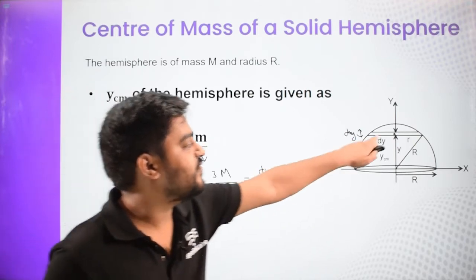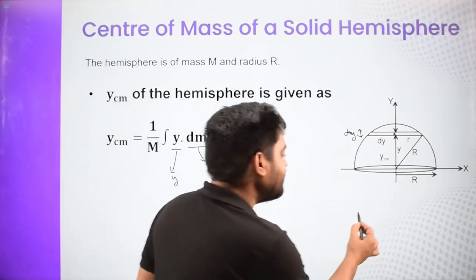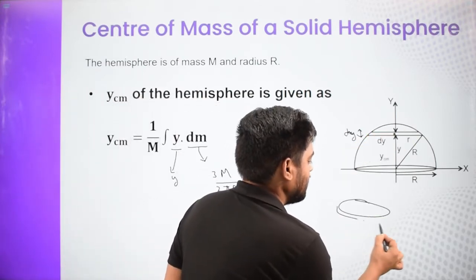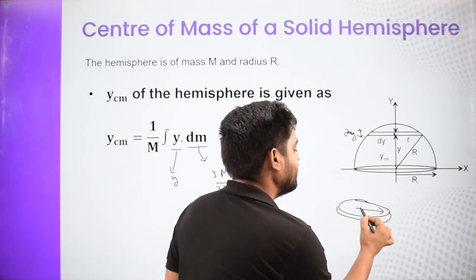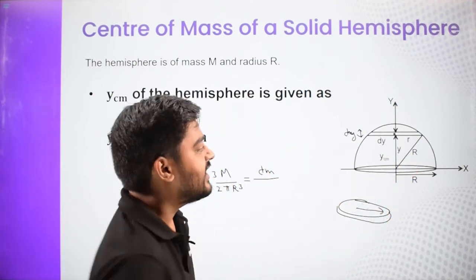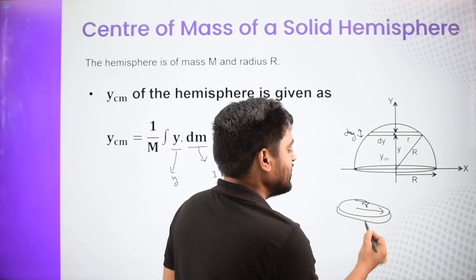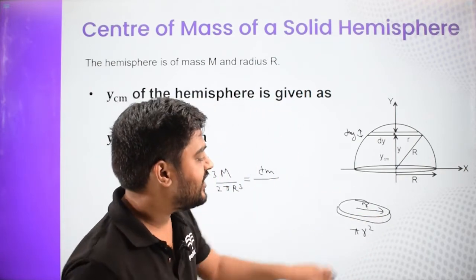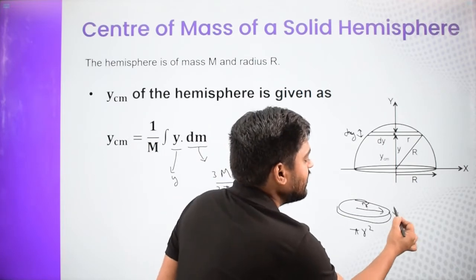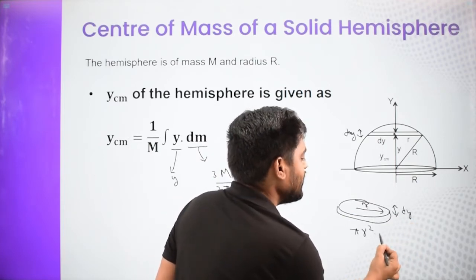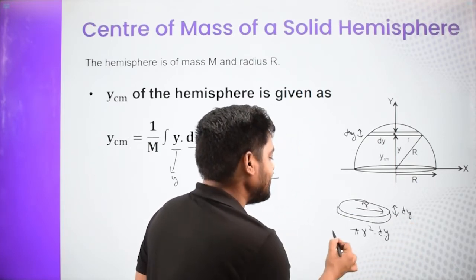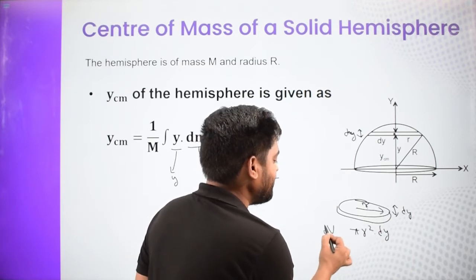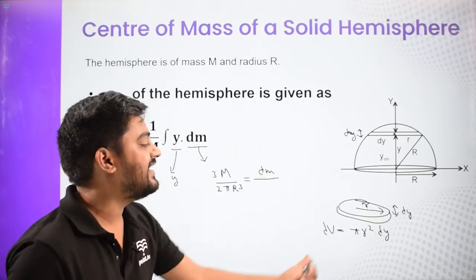So how do you find the volume of this disc? The volume of this disc is going to be the area into width. So what is the radius? Here the radius is, let's say, r. So the area is going to be pi r square, into the width. What is the width? The width is dy. So into dy, and that is going to be our volume. To be precise, the small volume, I am calling it dv.